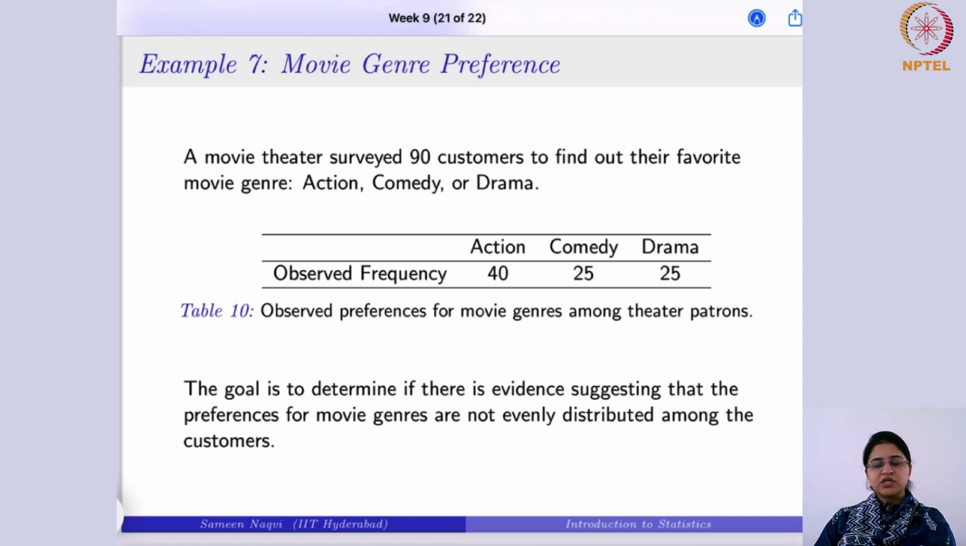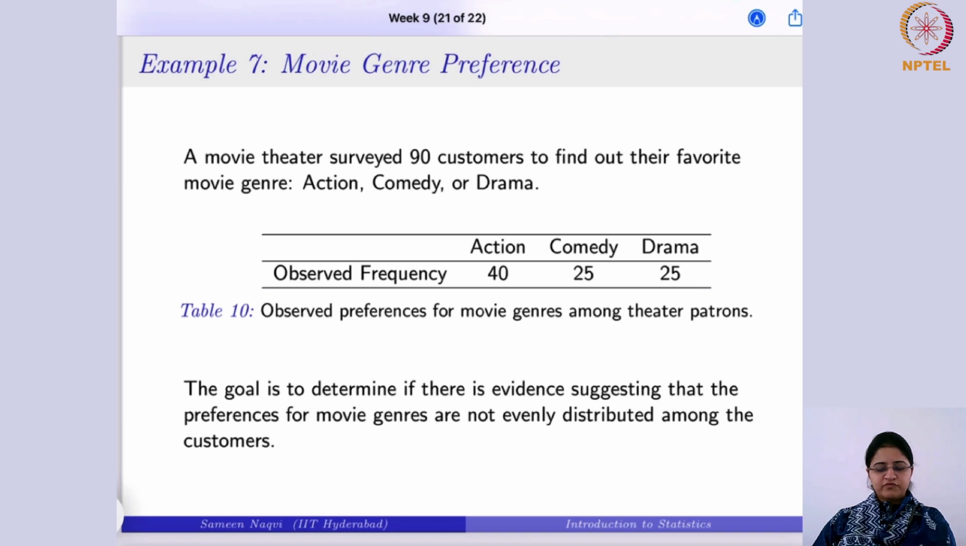But if you have more than 2 levels, like 3 in this case, or more than that, then in such situations the chi-square goodness of fit test can be used. Obviously you can use chi-square goodness of fit even if there are only 2 categories, but here we are specifying it. If there are 3 categories, then it is better to use it, 3 or more.